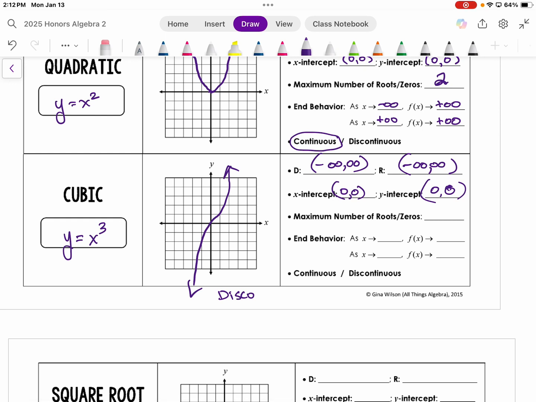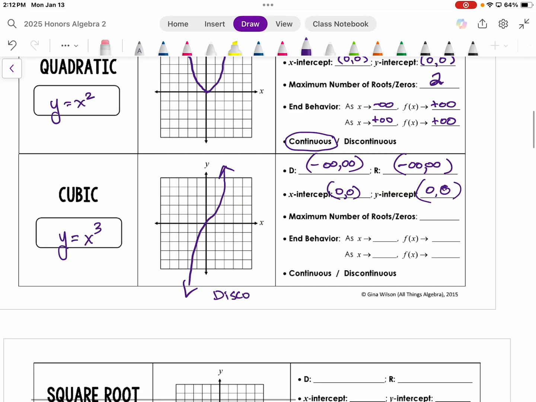Maximum number of roots. Technically, it's 3. You can't see it, but you can never have more roots than the exponent on your variable. So the quadratic could have no more than 2 roots maximum. A cubic function can have no more than 3, and we're going to see that in about 3 weeks when we get to deal with cubic functions.